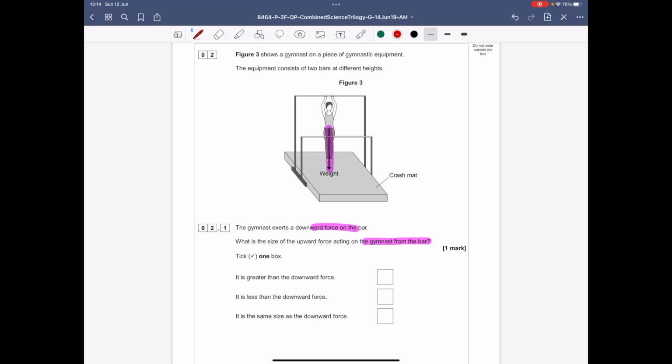Now, if she's stationary, that means that the forces would be balanced, okay? Because she's not falling down, she's not moving up, so therefore forces are balanced. So out of the options, it's greater than the downward force. No, wouldn't be that. It is less than the downward force. Wouldn't be that. It is the same size. Yeah, because if she's not moving, forces are balanced.